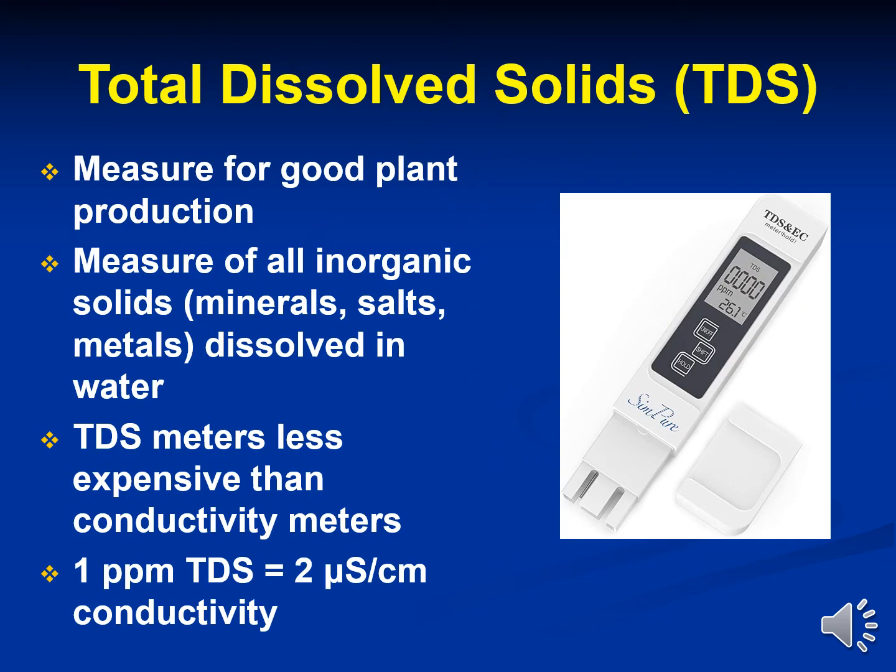Instead of measuring conductivity, most aquaponic users find measuring total dissolved solids, or TDS, easier to use. Also, a TDS meter is generally less expensive than conductivity meters. However, there are some meters that measure both. Just know that 1 part per million TDS is equal to 2 microsiemens per centimeter of conductivity.